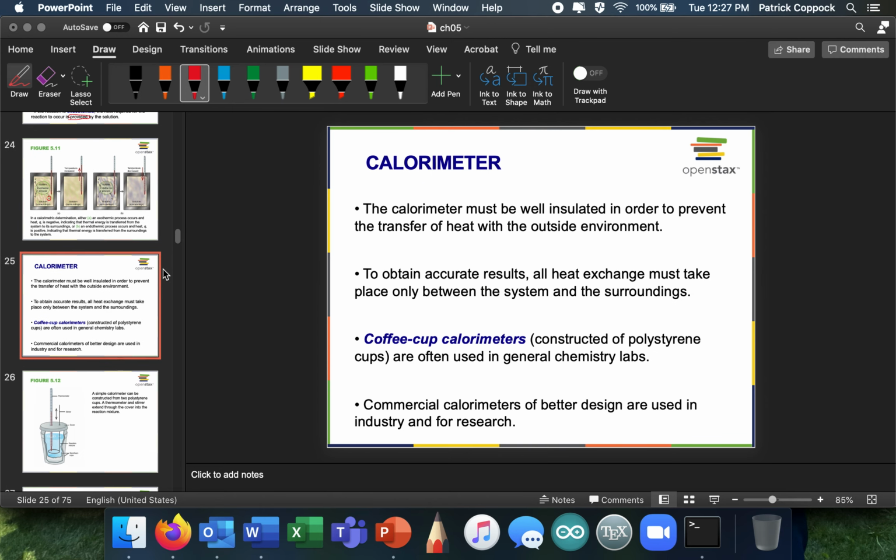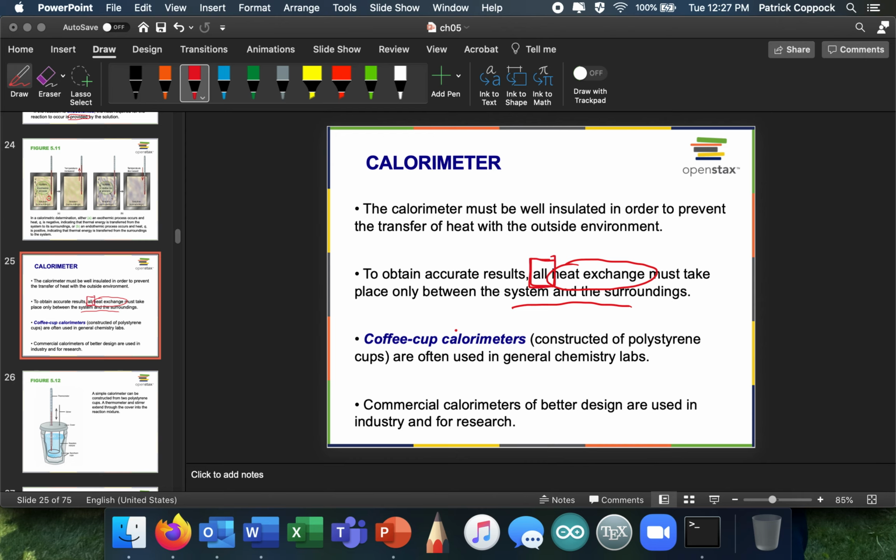A calorimeter must be well insulated in order to prevent transfer of heat with the outside environment, of course, because we don't want the heat going off into the room where we can't measure it. We want it to be going into the calorimeter where we can measure it. To obtain accurate results, all heat exchange must take place only between the system and the surroundings. Obviously, we can never get that perfect, but the closer we can get to all, the better off we are.